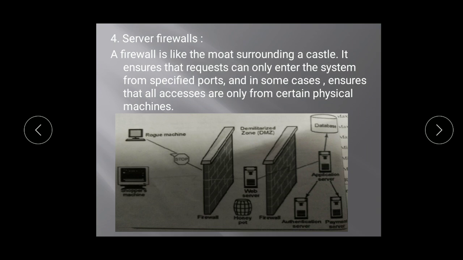Next is server firewalls. How can we set up a server firewall? A firewall is like a moat surrounding a castle. That is, a zone which we create so that nobody can enter inside it. It ensures that requests can only enter the system from specified ports, and in some cases ensures that all access is only from certain physical machines. So until and unless the system allows somebody in, nobody is allowed to use that particular system. This is one type of firewall constraint.